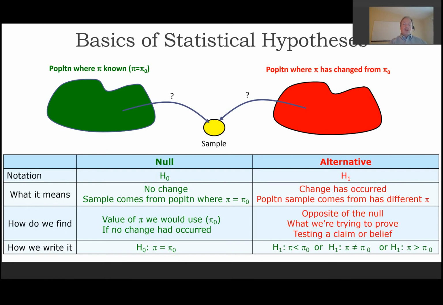The alternative can have three different forms. We can be trying to prove that the true parameter value is less than the default parameter value, it's not equal to, or it's greater than. And we're going to talk about these different types of hypothesis tests and how this affects our work.